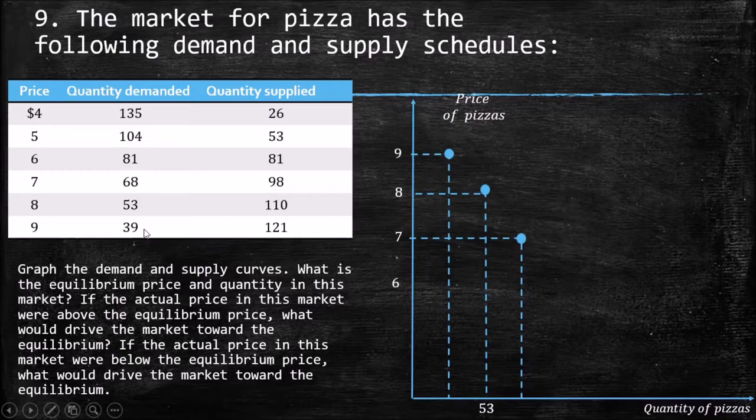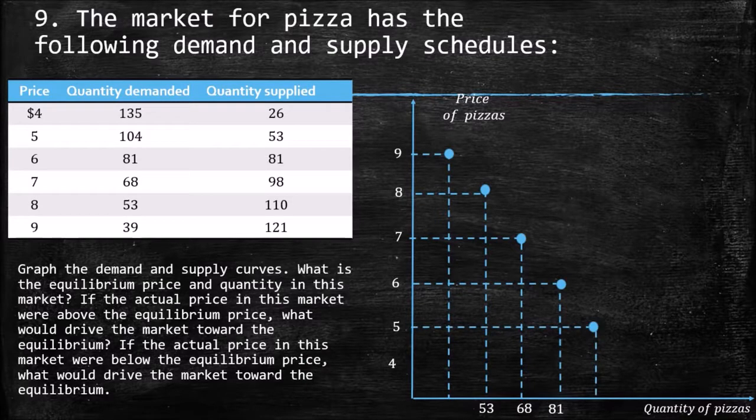Okay, the price of 9 is going to be 39 here. At the price of 8 we have 53. At the price of 7 we have 68. At the price of 6 we have 81. At the price of 5 we have 104. And at the price of 4 we have 135. After that I just join the points and I have here the demand curve, which is downward sloping. We already knew it.